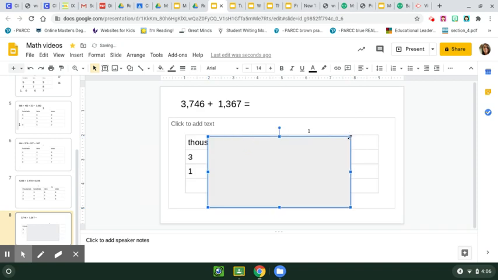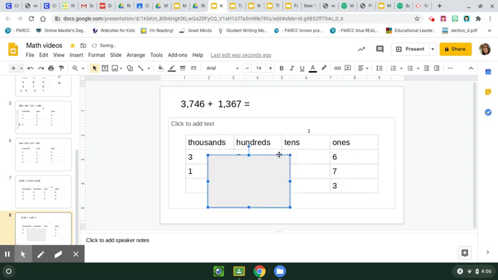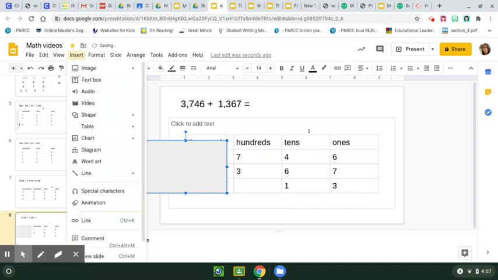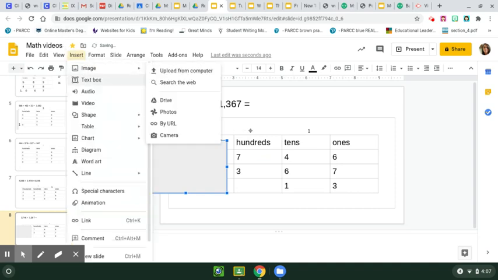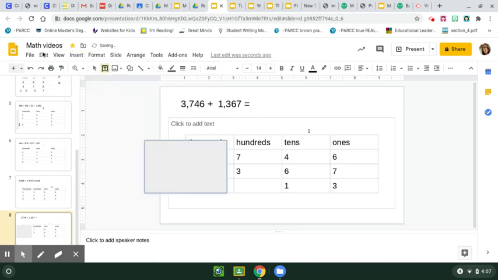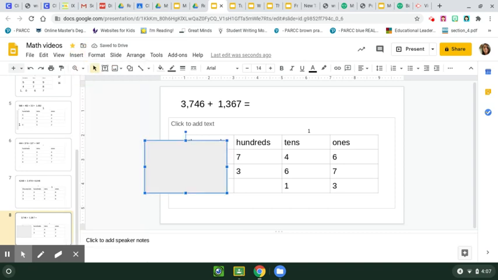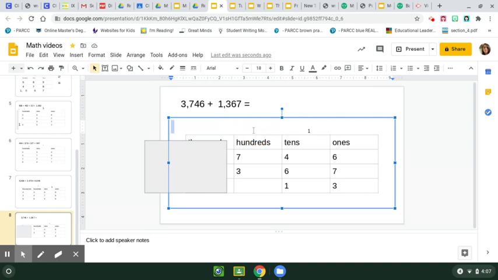I need my paper so big now. So I want to carry my 1. I don't want to forget to carry my 1. Okay, so I'm going to put my 1. No. I just want a text box. Insert. Text box. It's my little 1. I don't know what just happened.